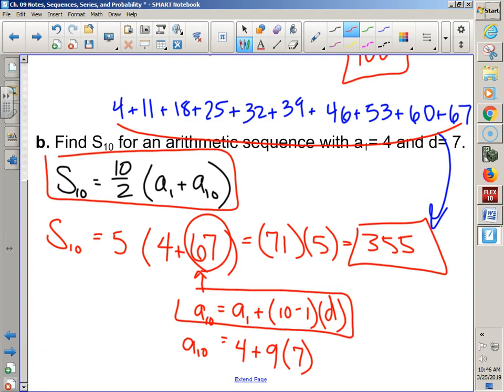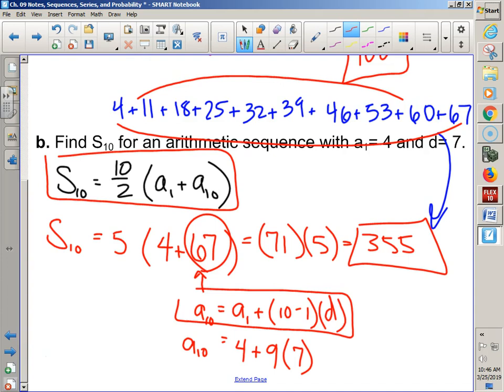71. What's 11 and 60? 71. What's 18 and 53? Hey, venture a guess? 71. How many 71s are there going to be? You guys in the back, I heard you guys in the front like, did you multiply by 5? Why? Because there are pairs. The first plus the last. In any arithmetic, there are going to be half as many numbers. The number of pairs will be half as many as the terms that you have.